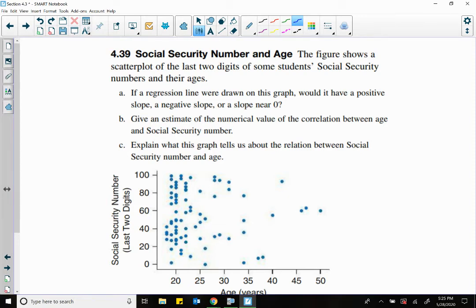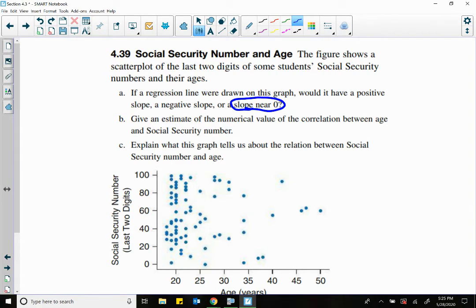So hopefully on this thing, you said near zero, because there really is no trend here. This is just a bunch of smattering. I mean, it kind of looks like everything. It's just a smattering, plain and simple.